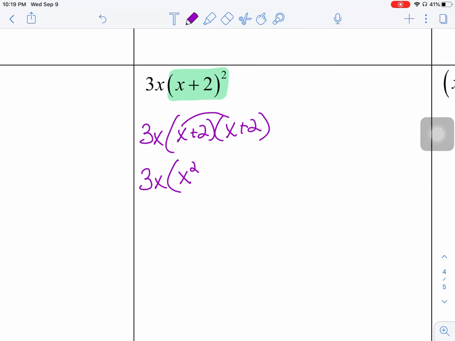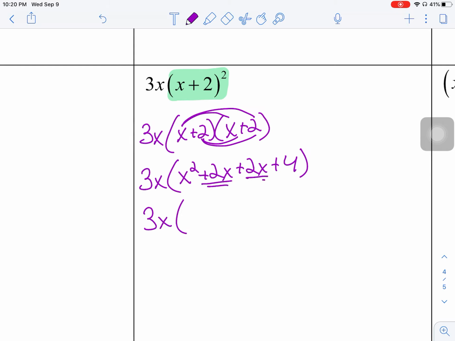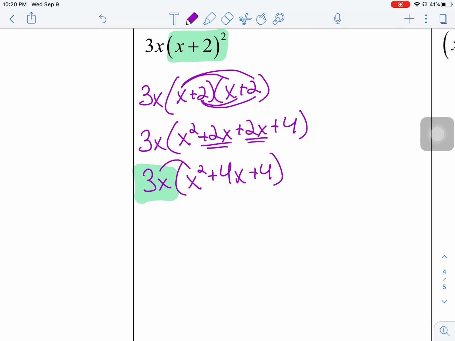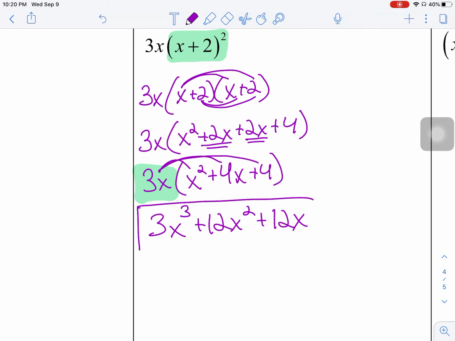So we've got x squared plus 2x plus another 2x plus 4. So inside the parentheses here, this term and this term are like, so x squared plus 4x plus 4. And then I want to address the fact that I have a 3x sitting in front, and I'm going to distribute again. So that would be 3x cubed plus 12x squared, and then plus 12x. Okay, so this expression is as simple as it's going to get.